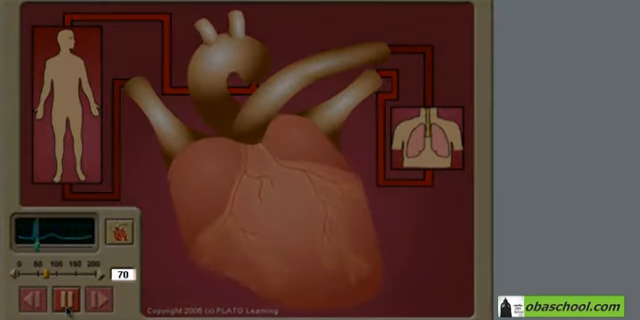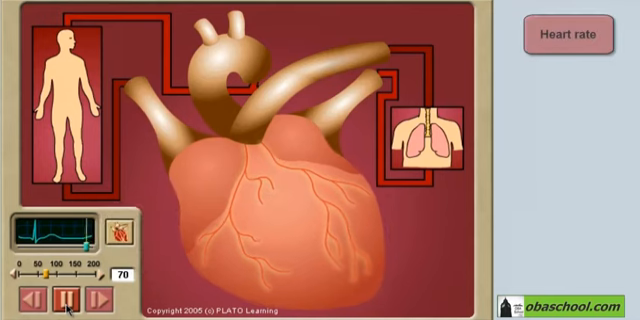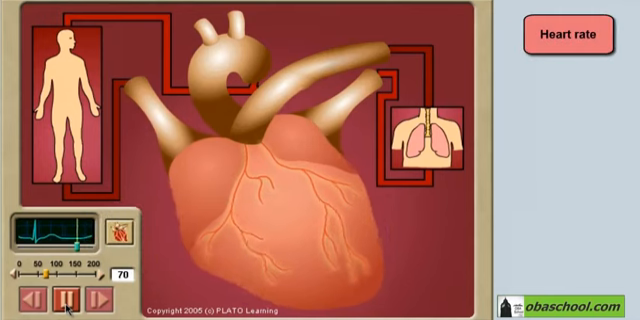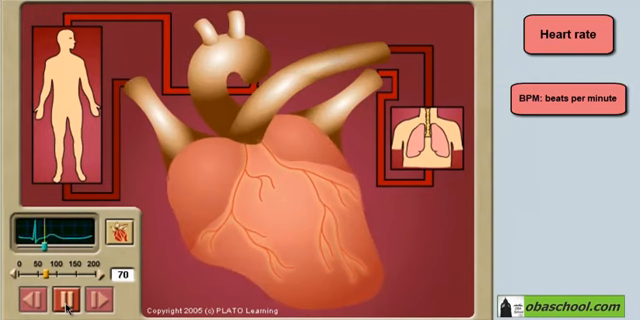Here we have the number 70. Do you know what this stands for? This is the heart rate, or the rate at which the heart is pumping blood. This heart is pumping at a rate of 70 BPM. That means 70 beats per minute.